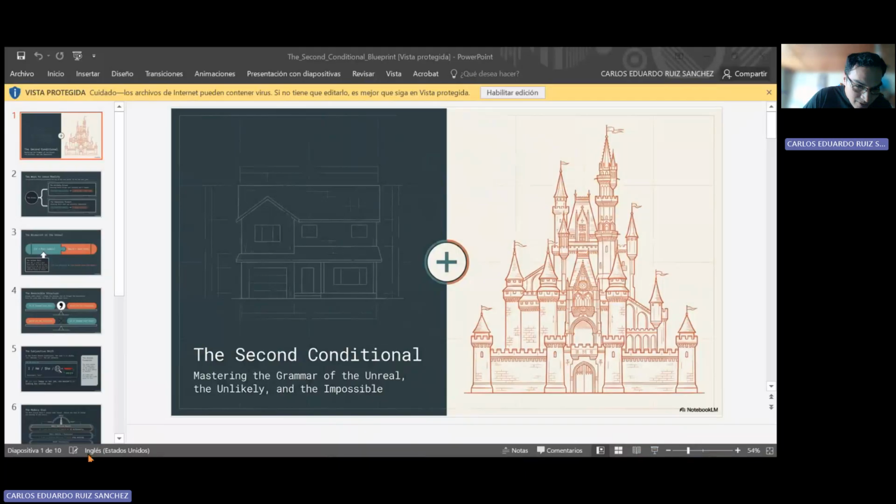Two ways to live reality. We use second conditional to talk about unreal, impossible, or elements that probably won't happen. Here, unreal, unlikely future. Pay attention to the structure.